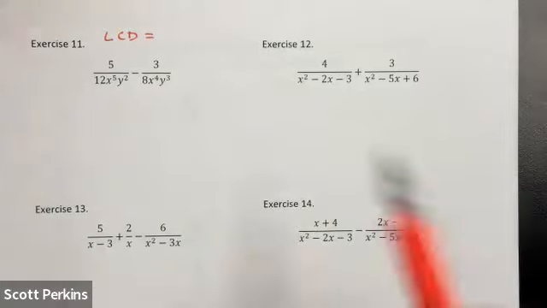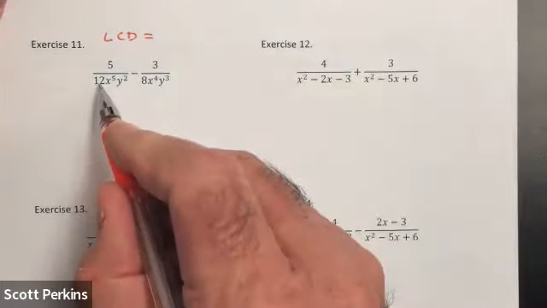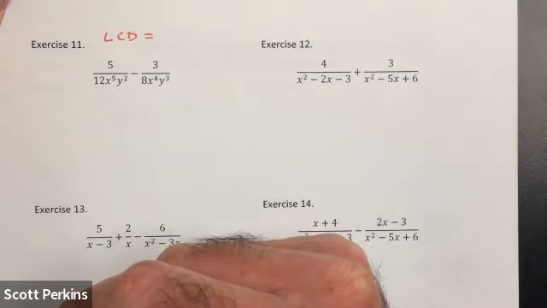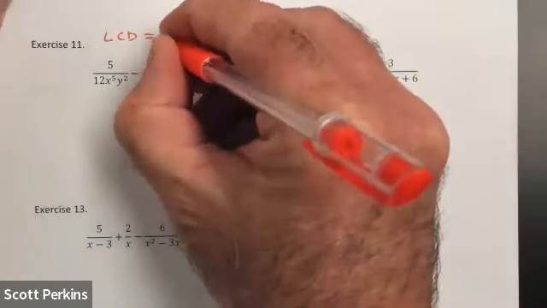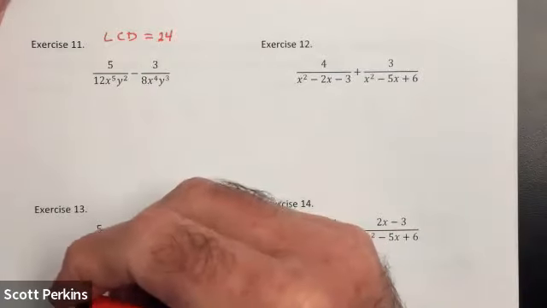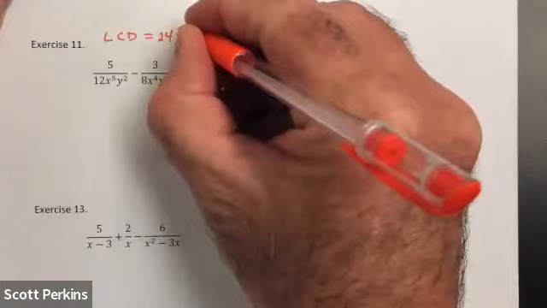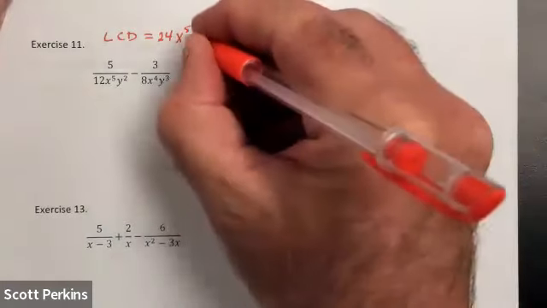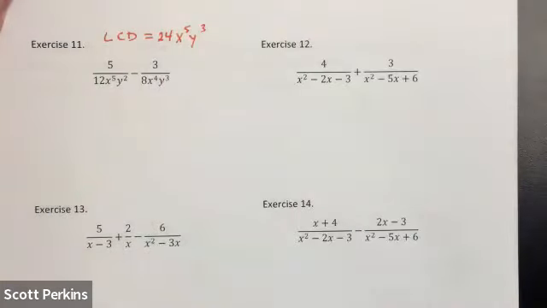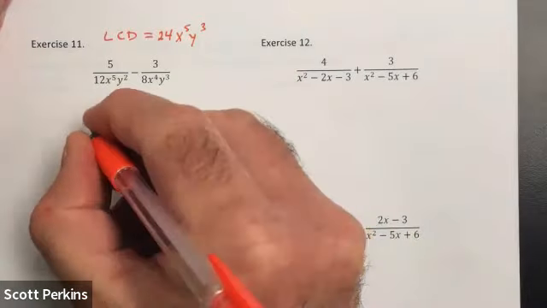All right, so what's the common multiple between 12 and 8? 24, great job. You can get that by listing. How many x's do I need? X to the 5th, and then how many y's? Okay, y to the 3rd. Okay, go ahead and finish up that problem if you hadn't been doing that already.